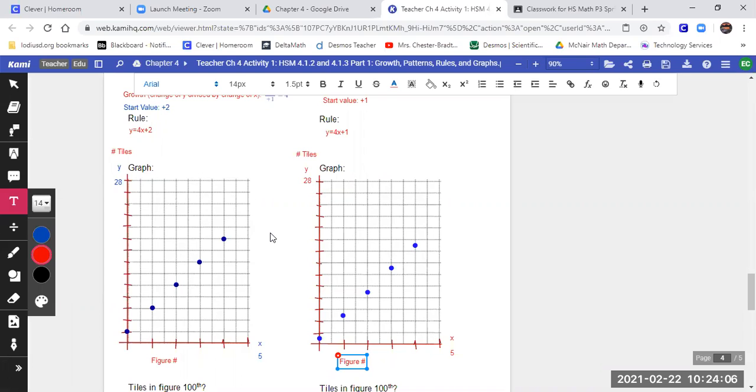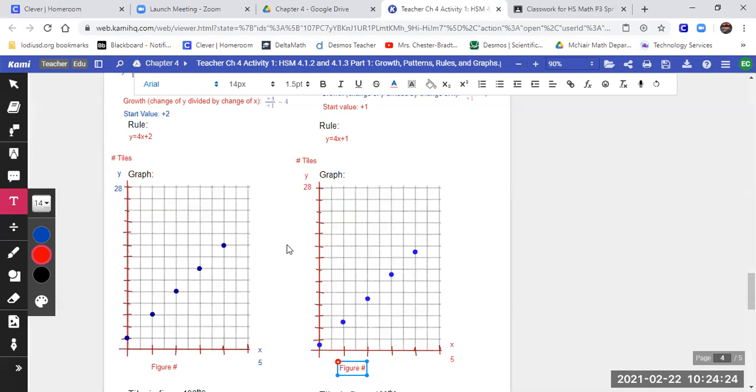Because it's not possible to have parts of. You can't have part of a tile. You can't have part of a figure. There's no possibility for parts, so we cannot connect them. We do need their coordinates though. So let's look back. We need their coordinates. I want that to go away.